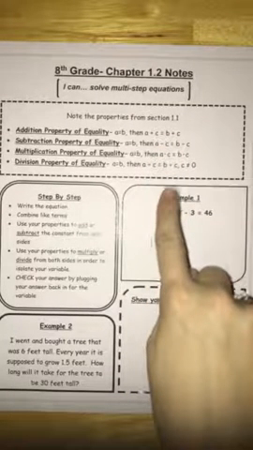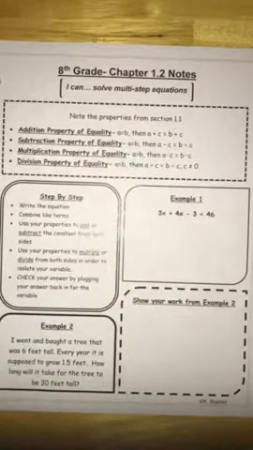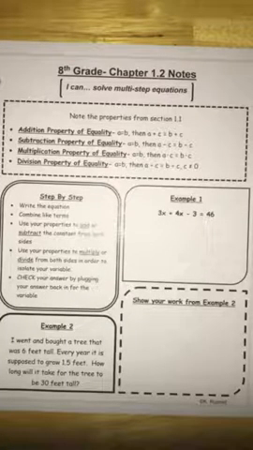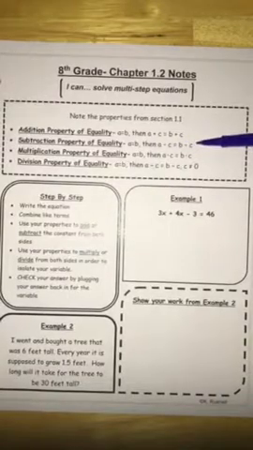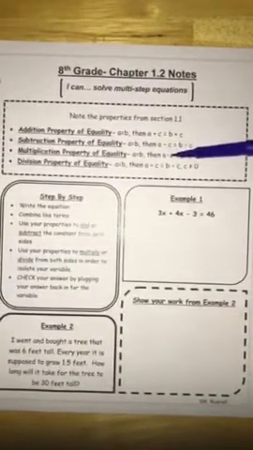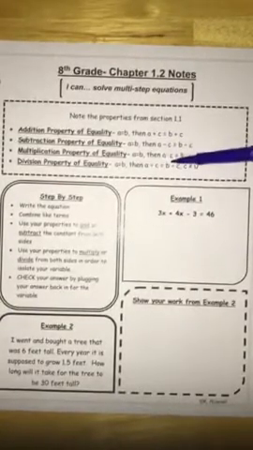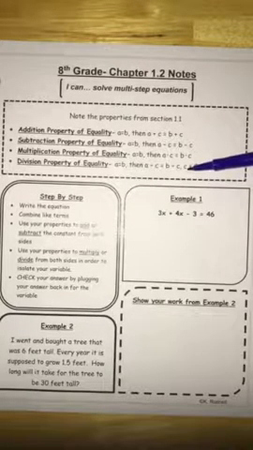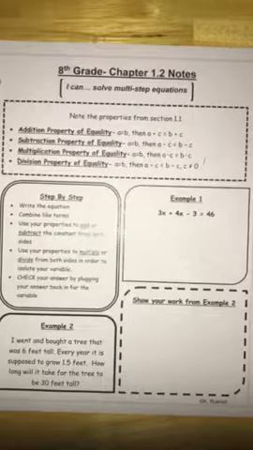First, you'll see that we have all the properties from section 1 up here. The addition property means if we add the same thing to both sides, the equation is equal. Subtraction property, same thing. If I subtract the same thing from both sides, my equation remains equal. If I multiply the same thing to both sides, my equation is equal. And if I divide both sides by the same thing, they are equal, okay? Make sure you remember these properties.